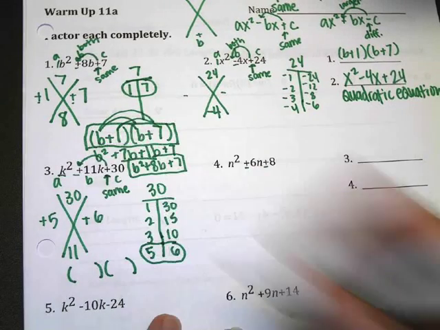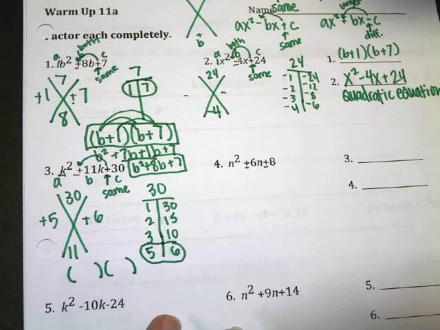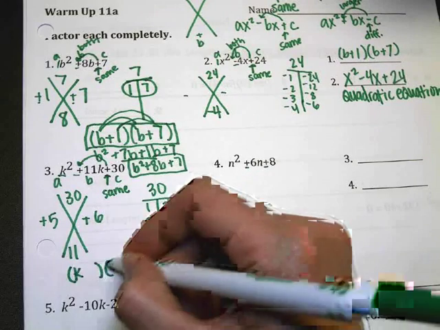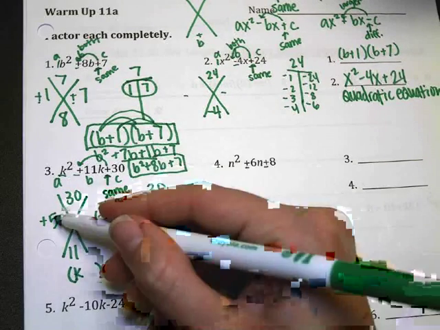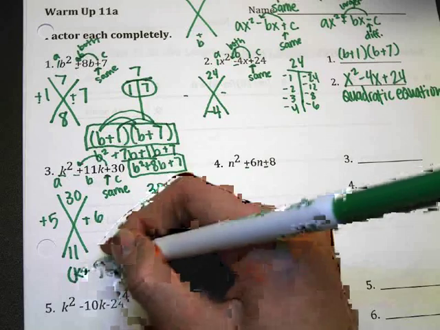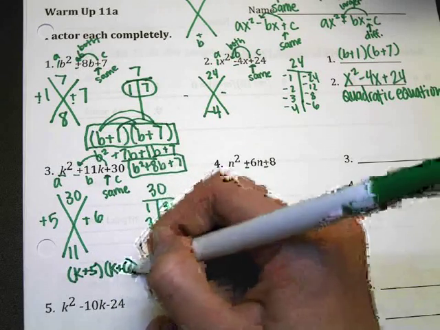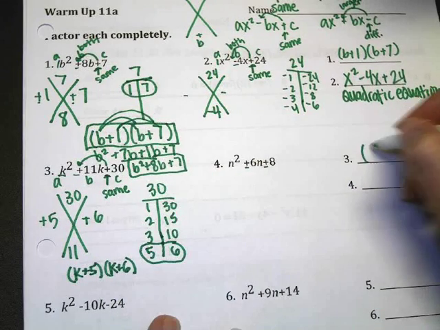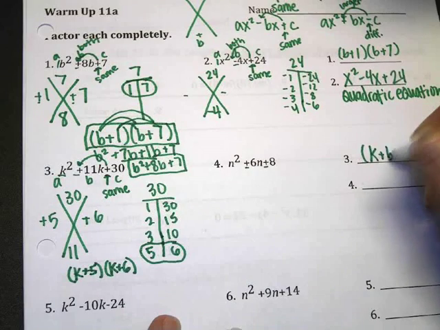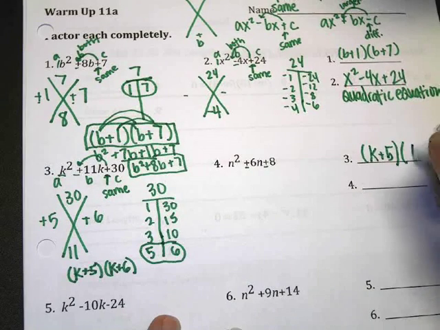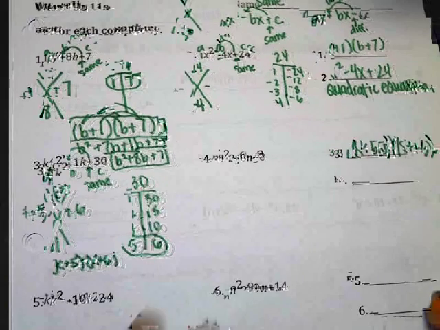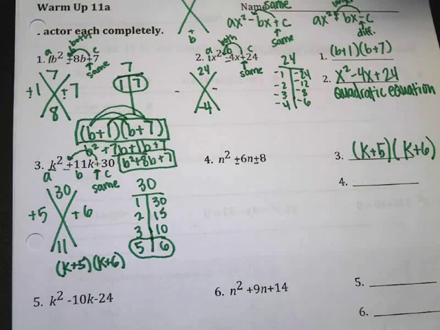What times what gives you k squared? K times k. Then your 2 factors are plus 5 and a plus 6. Remember, you can always check your answer by foiling it back out. Now I know a lot of you guys are going to say, Ms. McKeever, I can do that in my head, and that's great, good for you, but you have to show work if you're going to get credit. Okay, so keep that in mind.